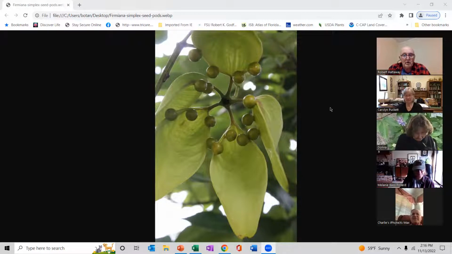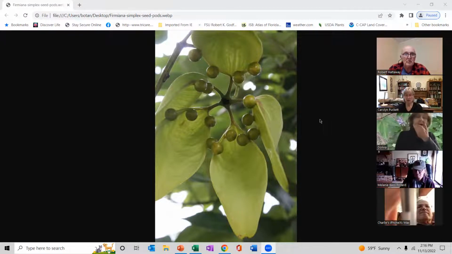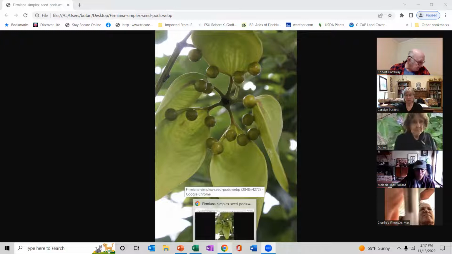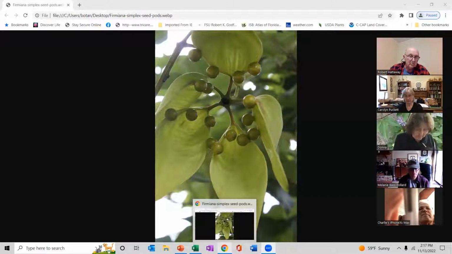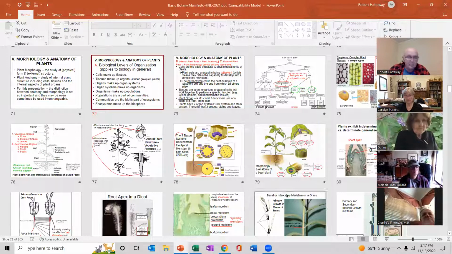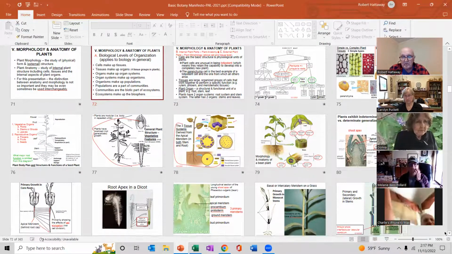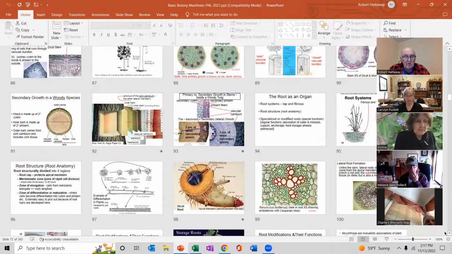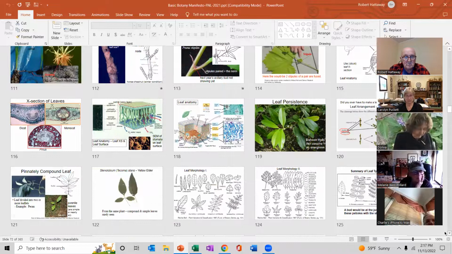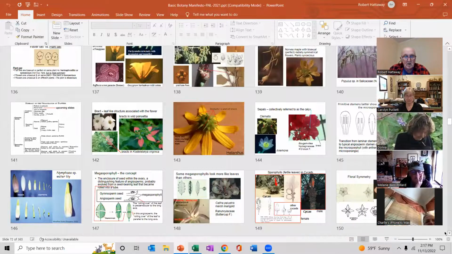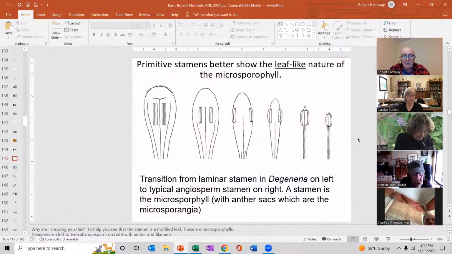Okay. All right. So anyway, that looks like what you think of as a fertile leaf, but most plants don't exhibit this kind of look. So now let's go to talking about this is the female, the megasporophyll, which is a synonym for carpel. Let's go to slide 146 and 7 in the main slide set.